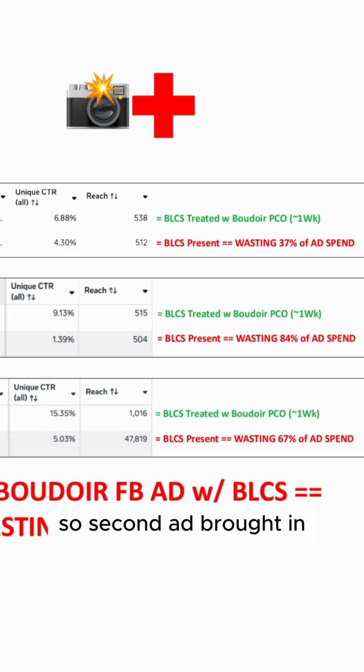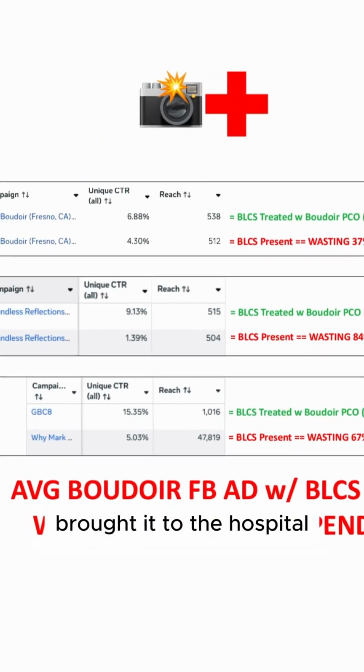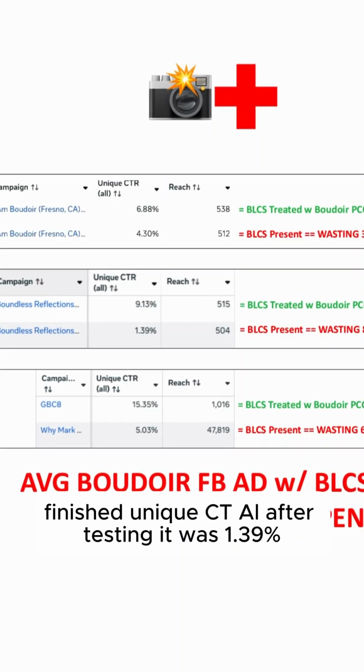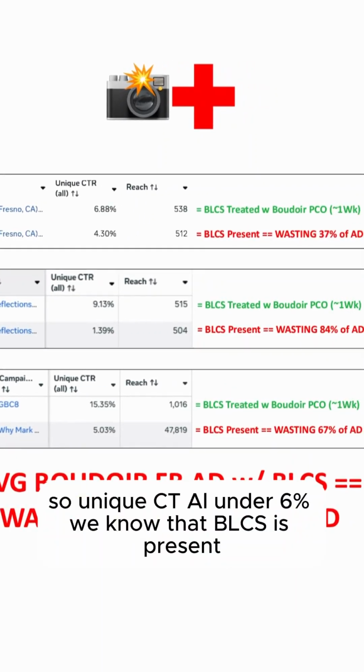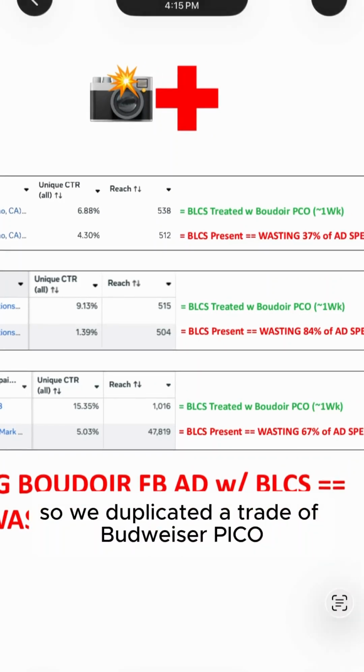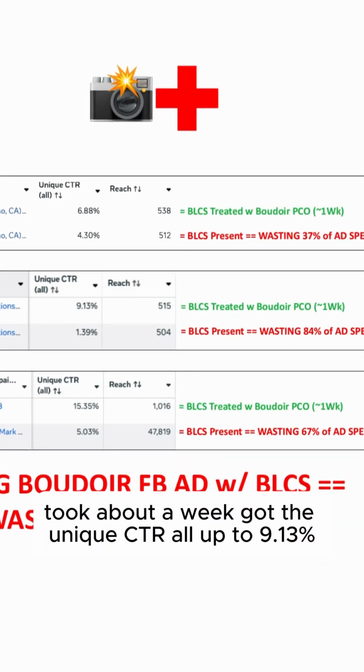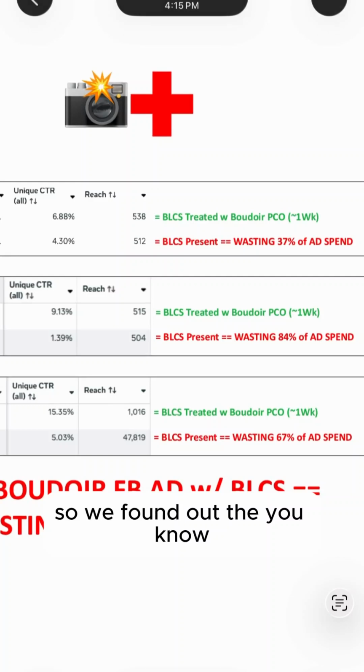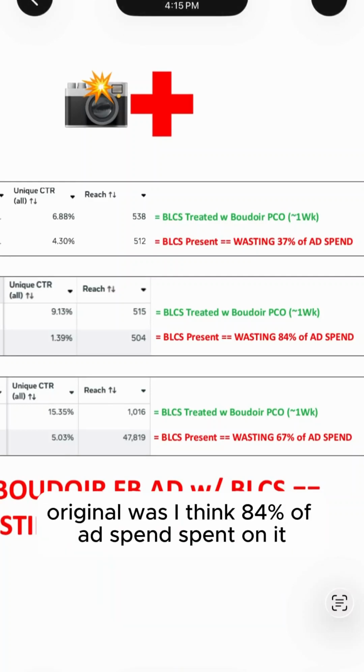So a second ad, brought it to the hospital, found its unique CTR. After testing, it was 1.39%. So unique CTR under 6%, we know that BLCS is present. And so we duplicated it, treated it with Boudoir Pico, took about a week, and got the unique CTR up to 9.13%. So we found out the original was, I think, wasting 84% of ad spend.